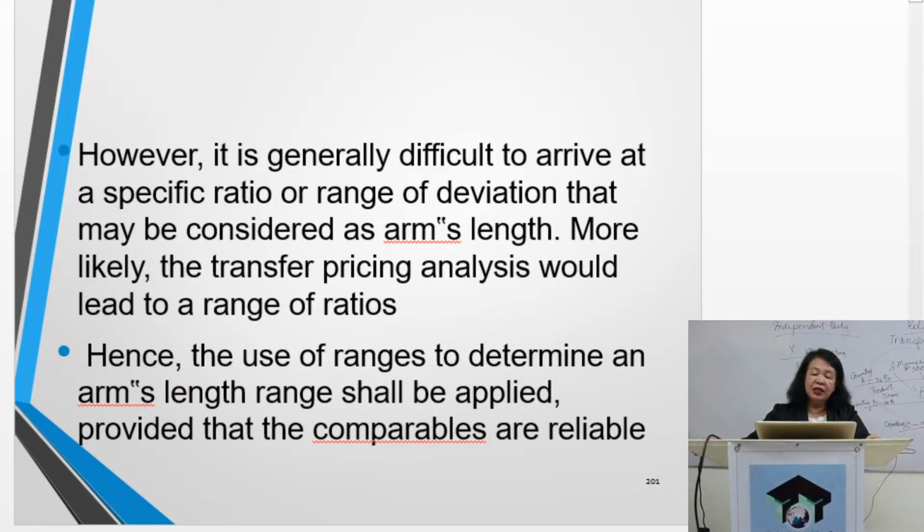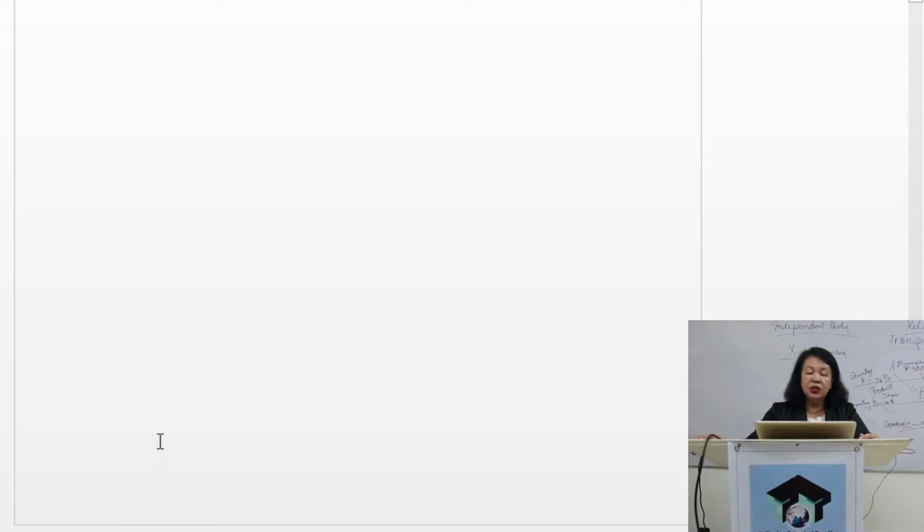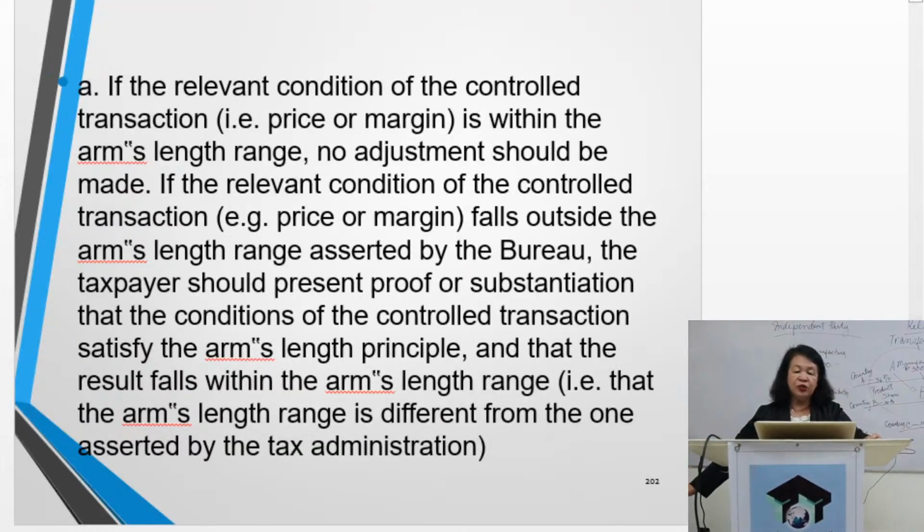So, more likely, the transfer pricing analysis would lead to a range of ratios. Yes, of course. The use of ranges to determine arm's length range shall be applied provided the comparables are reliable. Kailan hindi reliable yung comparables? Pagka kulang-kulang yung data or information. No? So, if the relevant condition of the control transactions, price or margin, is within the arm's length range, no adjustment shall be made. Siyempre, bakit no adjustment shall be made?